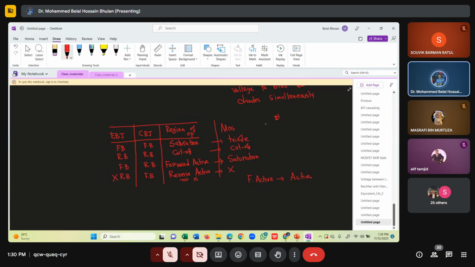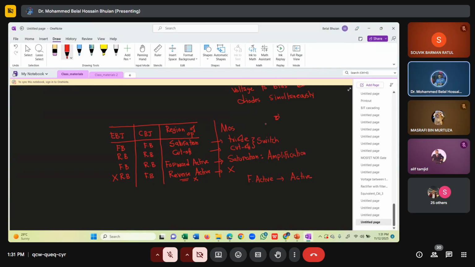What is the application? If the BJT is operated between cutoff and saturation, it can be used as a switch for switching operation. Same thing we saw for MOSFET. When the MOSFET is operated between triode and cutoff, it has switching application. When the BJT is biased to operate in the forward active region, it can be used for amplification purpose. Amplification.